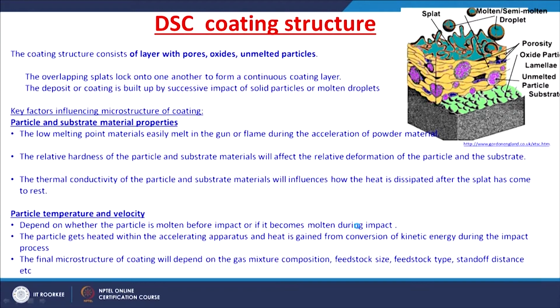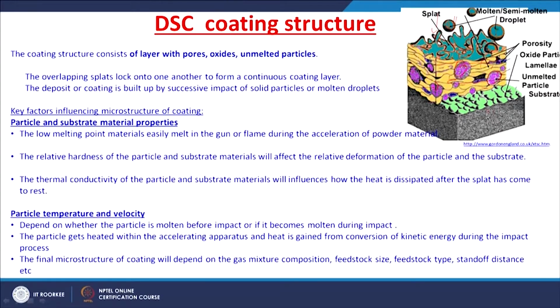The coating structure is generally a layered structure, but this layer has pores, oxides and unmelted products, right. These unmelted products as well as this layer are different layers, lamellae, and then you can also see certain pores, right. So, this is the substrate on which the coating is being done. Layer by layer the coating is done, and the molten or semi-molten material impacts on this substrate and becomes a splat, right. The splat interaction results in a certain layer.